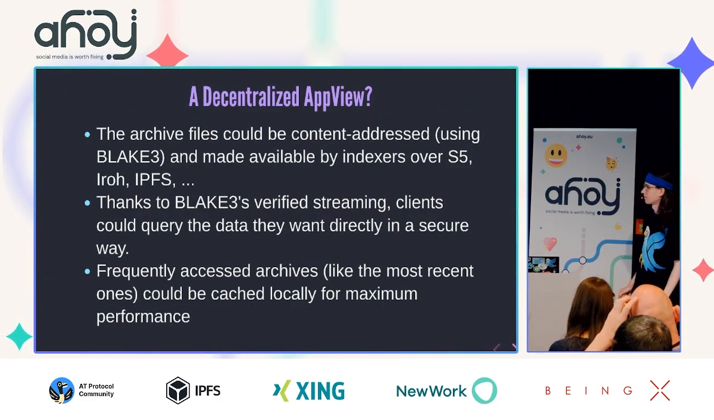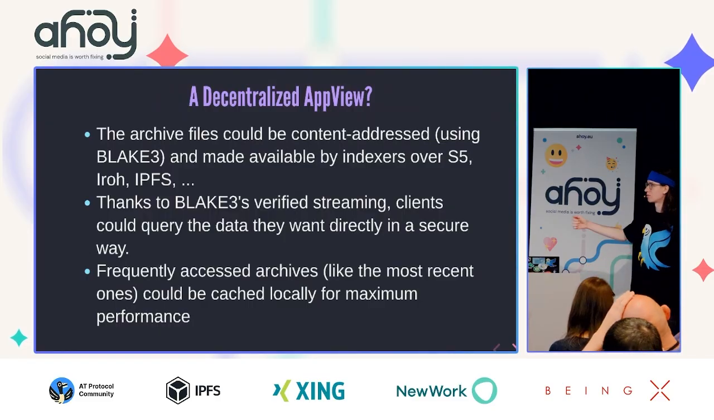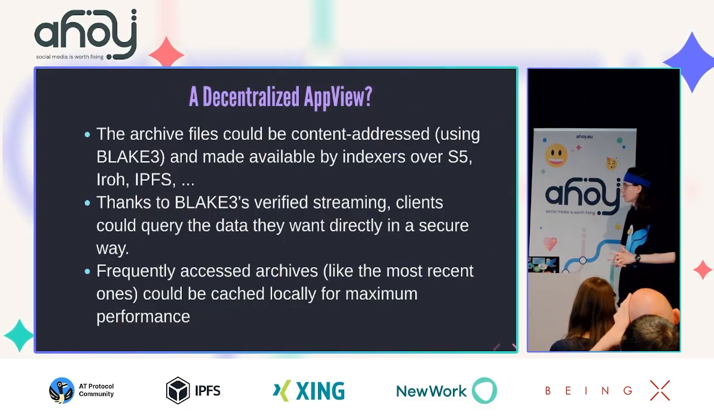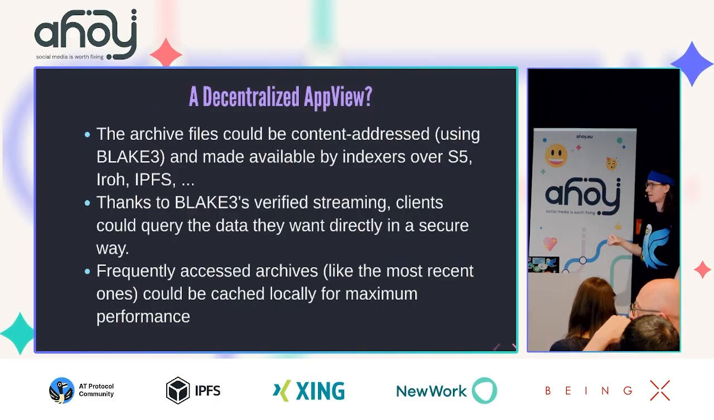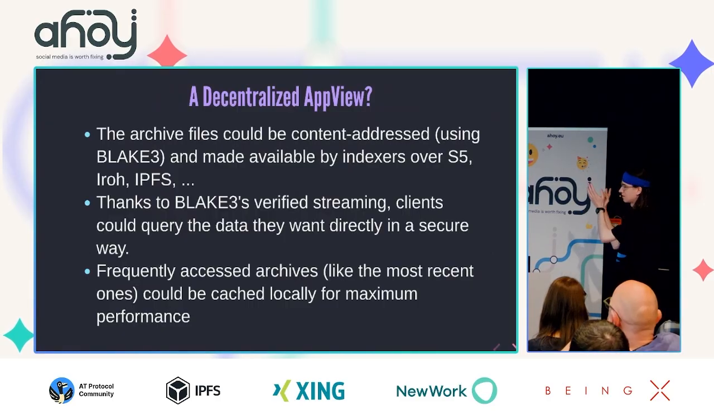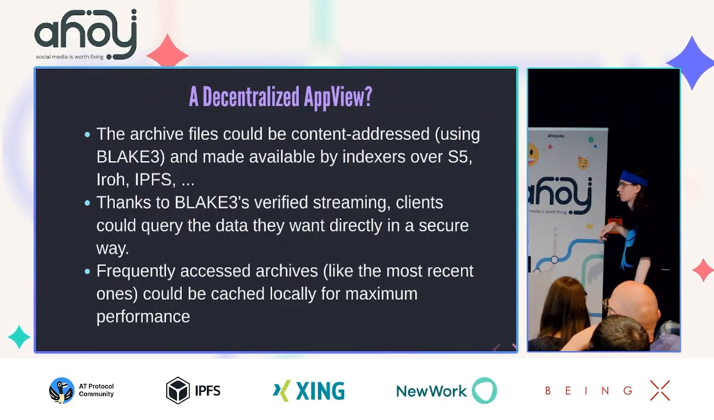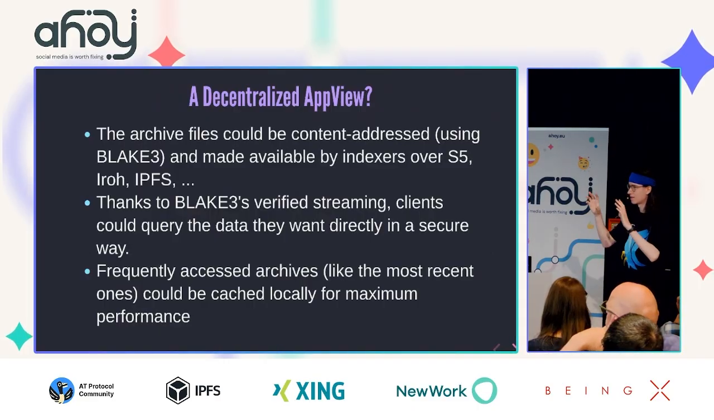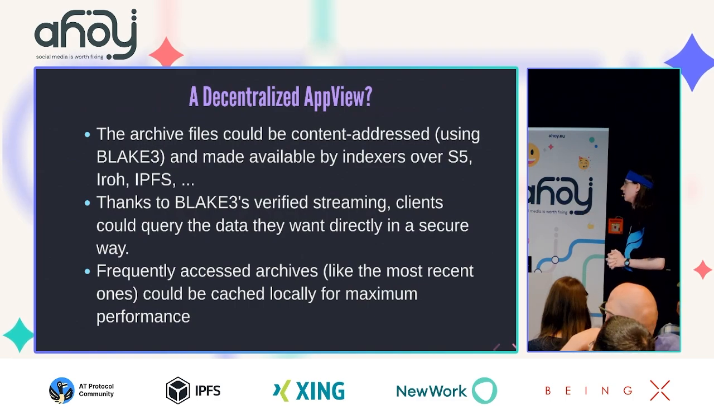And this could also make it possible to run a decentralized app view by having everything be content addressed and made available over S5, IPFS, whatever, using Blake3 tree hashes. And then you could do verified streaming access. These are all binary B-trees in these archive files, and then you could access very efficiently directly which records you want, or also which queries you want, as long as the indexer which generates these archives generates the index you want.